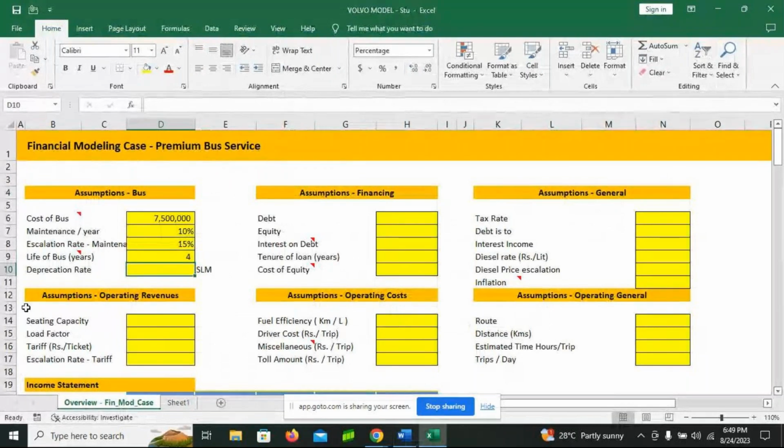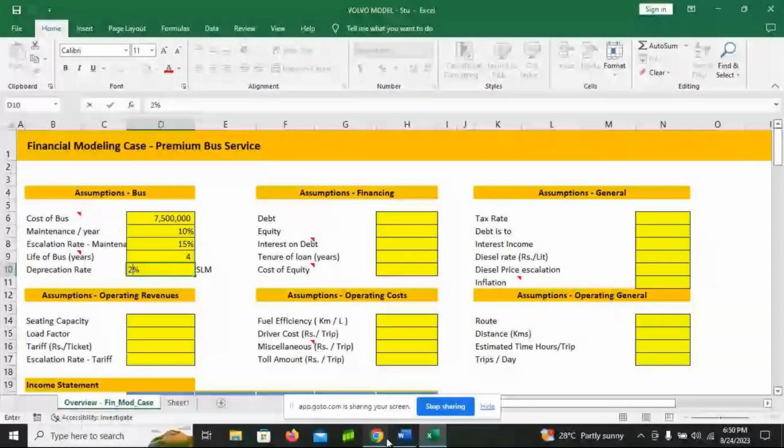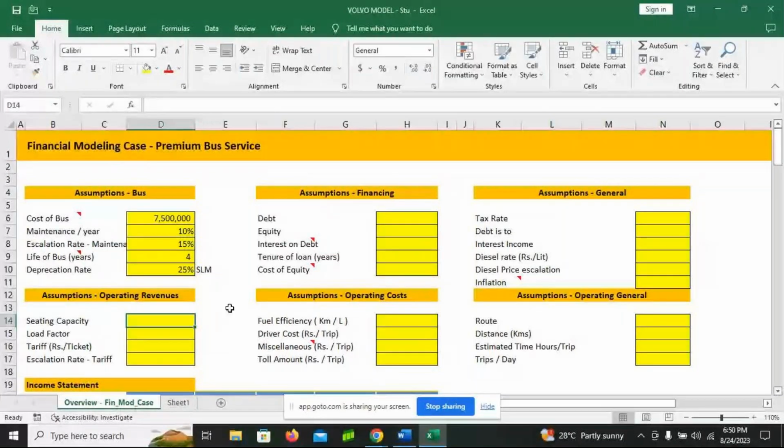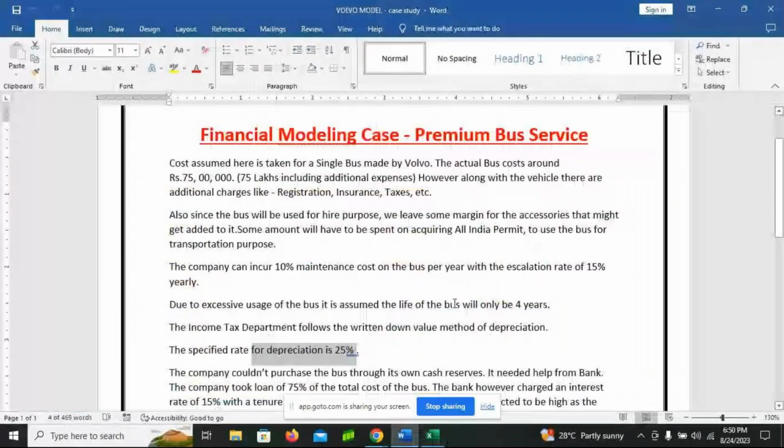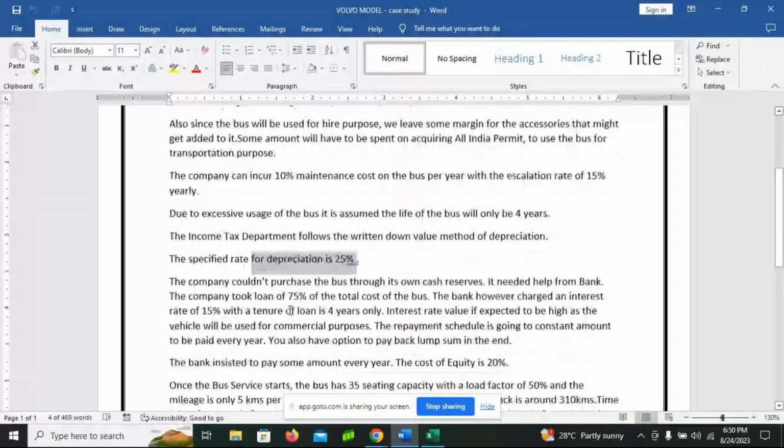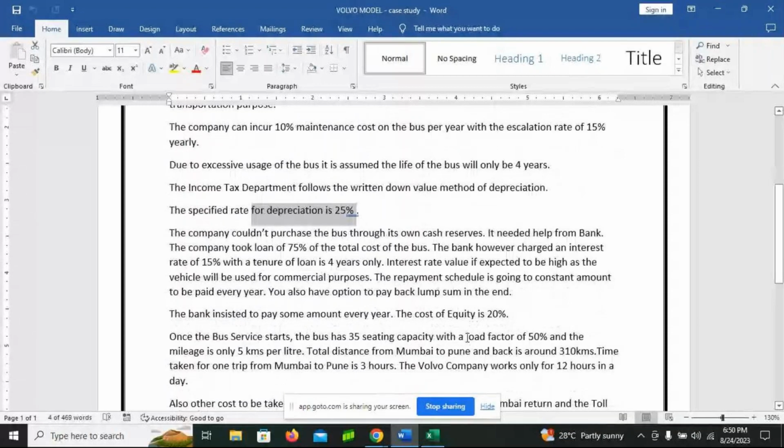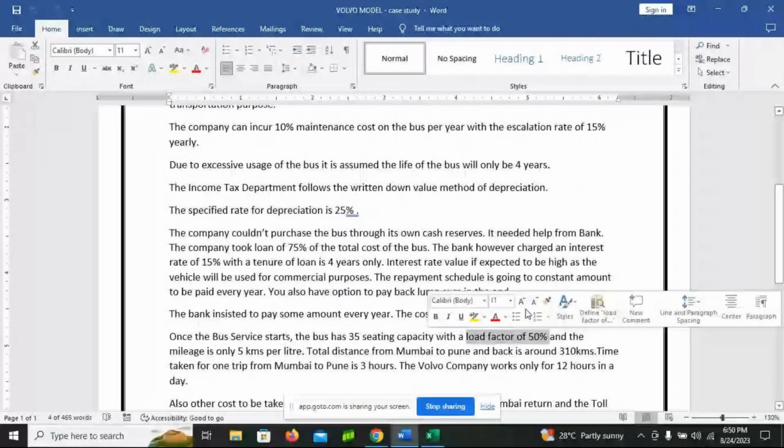Then depreciation rate, 25%, using the straight line method. The seating capacity is 35 seats. Then the load factor is 50%.